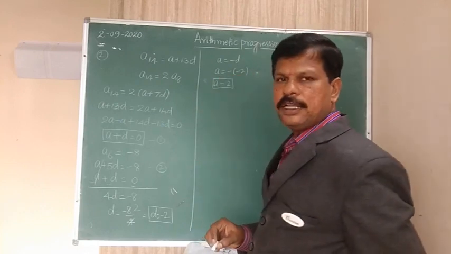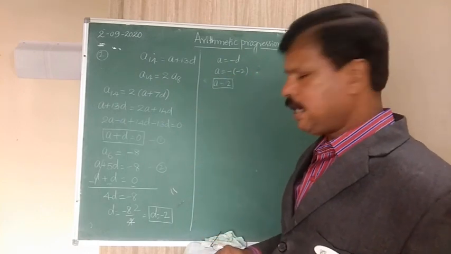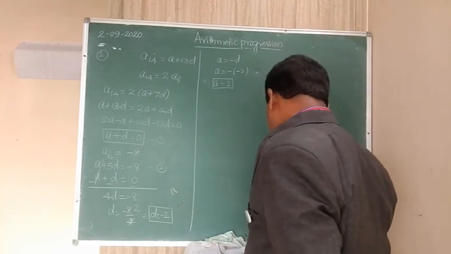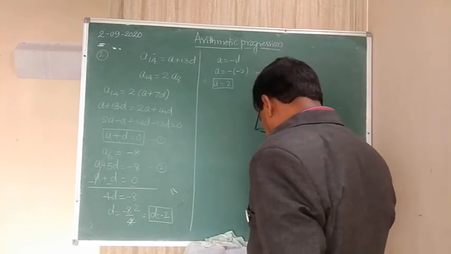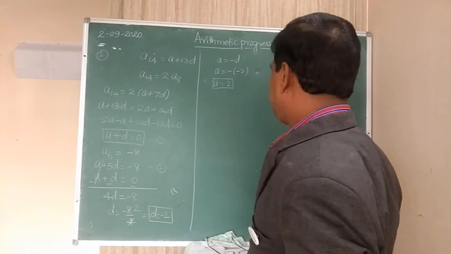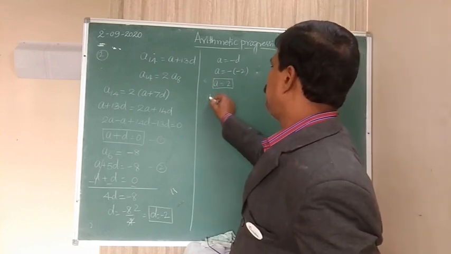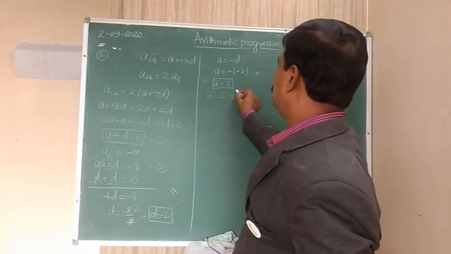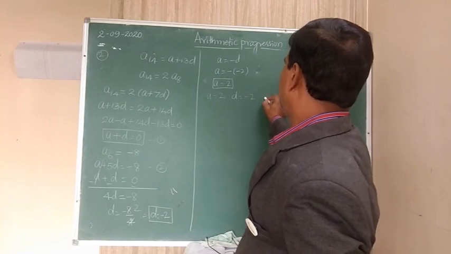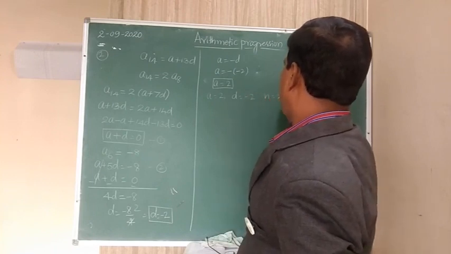Then what they asked? They asked the first 20 terms. 20 terms or 28 terms? 20 terms. First 20 terms. Now A is equal to 2. D is equal to minus 2. N is equal to 20.